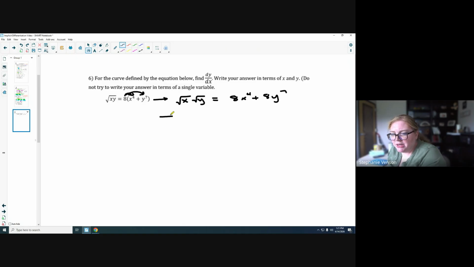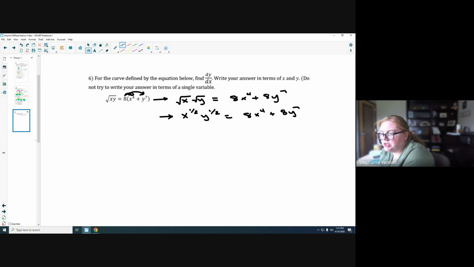Then I think I would rewrite it even once more because I want to be able to use the power rule when I'm taking these derivatives. So I'm going to write this as x to the 1/2, y to the 1/2 is equal to 8x to the 4th plus 8y to the 7th. So I'm going to start the process of implicit differentiation. So I have 1, 2, 3 different terms. Now these two terms over here on the right, those are going to be easy because the one that has an x in it, just take the derivative like normal.